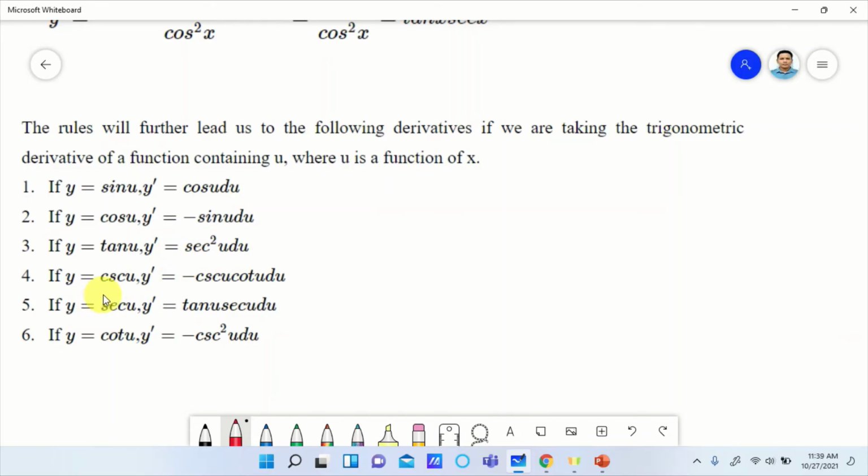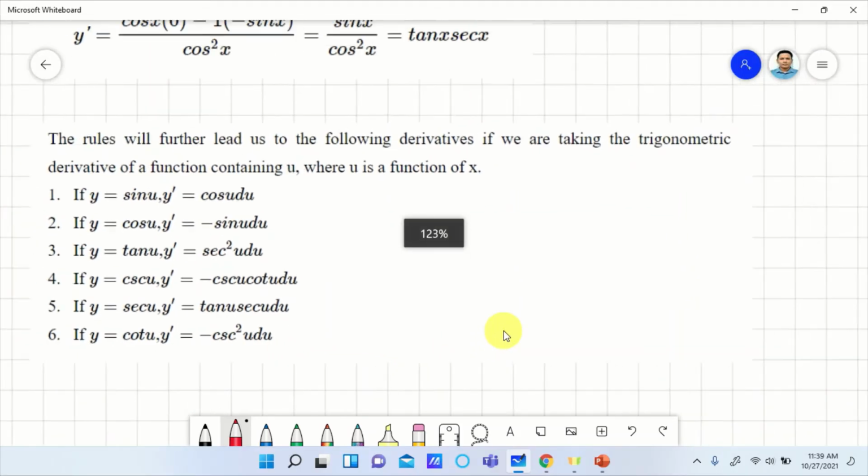If y is equal to cosecant u, your y prime is negative cosecant u cotangent u du. And if y is equal to secant u, your y prime is tangent of u secant u du. And lastly, if y is equal to cotangent u, your y prime is equal to negative cosecant u squared times du.